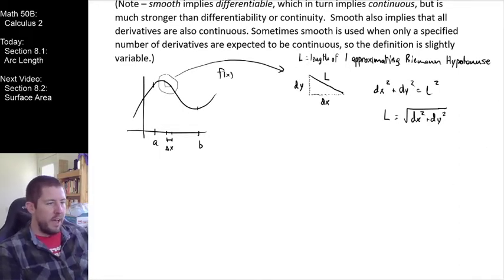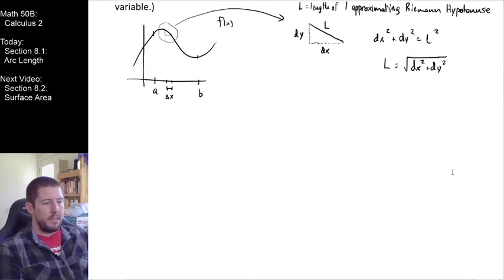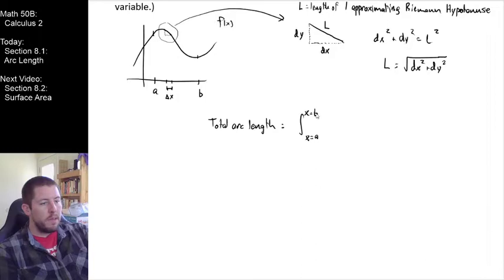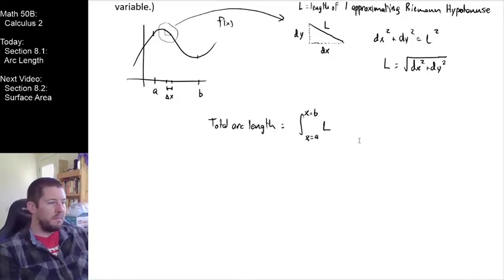Well, let's go ahead and see that we can just do a light bit of algebra to make this look exactly like something that we can handle right here. So total arc length should be the integral then from x equals a to x equals b of L. But what does that mean, right? We're adding up a bunch of arc lengths right there.